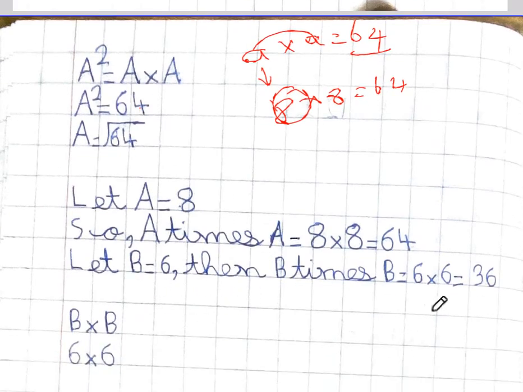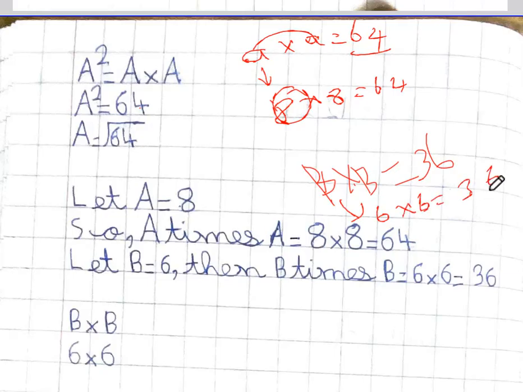Like that, B square they have given us, that is B cross B is equal to 36. If it is 36, then B should be a digit which should be 6, because 6 cross 6 alone will give 36. That is, we can call it the square root.